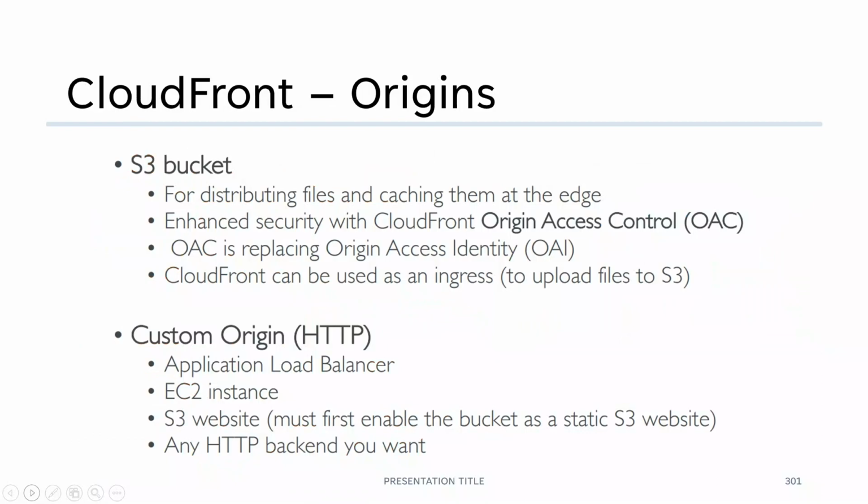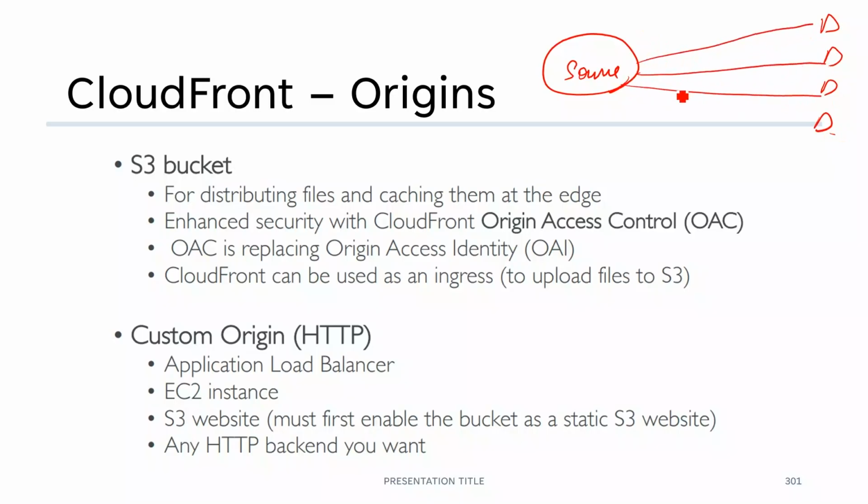Now, CloudFront Origins. Basically, what does CloudFront Origins mean? So, in a content delivery system, you have a source, and from that source, your users are in different parts of the world, right? And content from your source is distributed to all your users across the world. So your source, you can say, is an origin where your data actually originates. That is the source. And in CloudFront, you can use two types of origins, that is an S3 bucket or a custom origin.